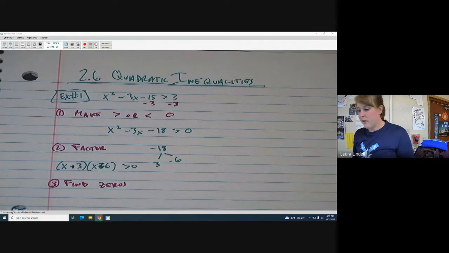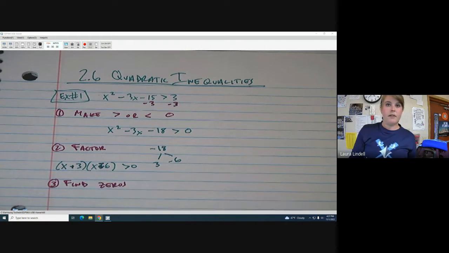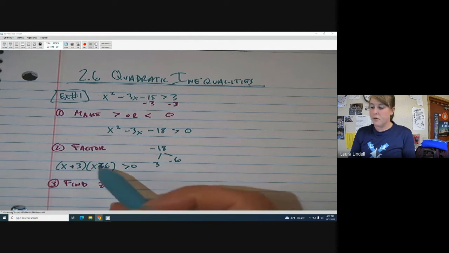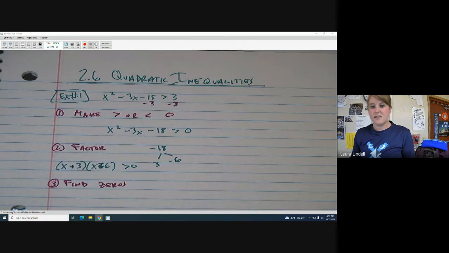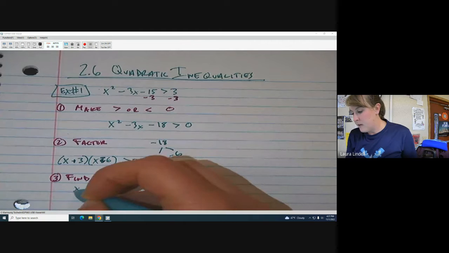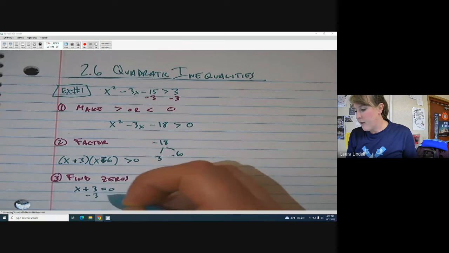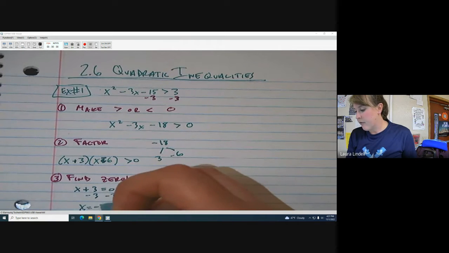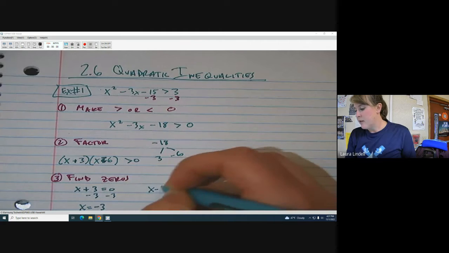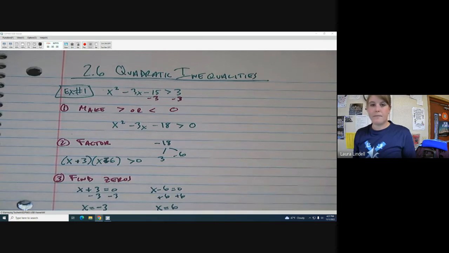The easy way to find the zeros here is that you can either set each of these individually equal to 0, or think about what would make it 0 if I plugged it in for x. So if I set them each equal to 0, x plus 3 equals 0. We subtract 3 on both sides, and we get that x is negative 3. x minus 6 equals 0. We add 6 to both sides, and we get that x equals 6.